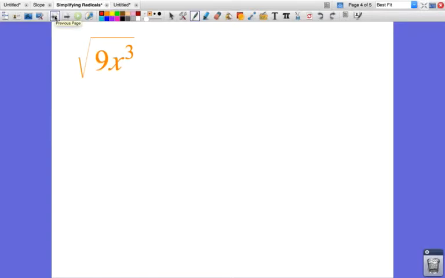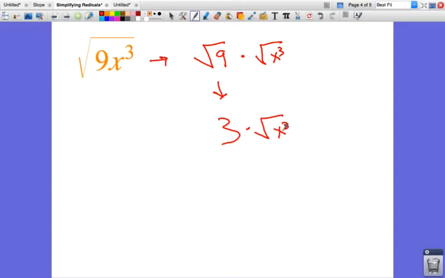So I have the square root of 9x cubed. This is very simple. This is the same thing as the square root of 9, I can separate out my terms if I want, times the square root of x to the third power. Square root of 9, that's easy. That's actually a perfect square. We don't have too much work to do with that. That's just 3. So now I have 3 times the square root of x to the third.